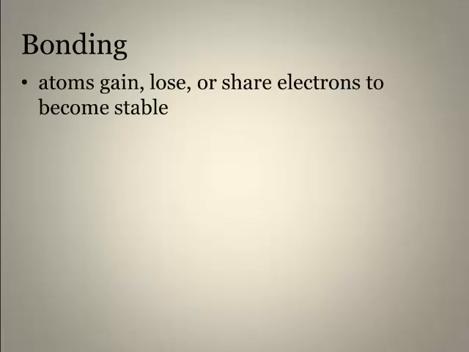In class, we have begun our study of bonding. This is when atoms gain, lose, or share electrons with other atoms. This results in greater stability for all the atoms involved. This is why and how compounds form. In particular, we have discussed ionic bonding.